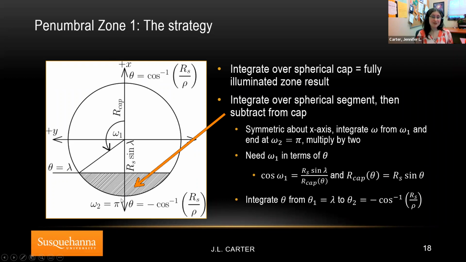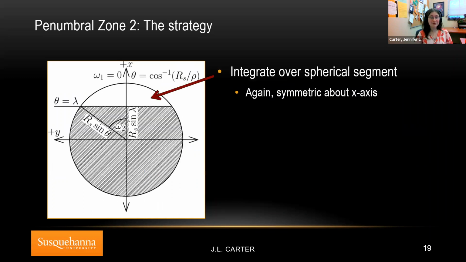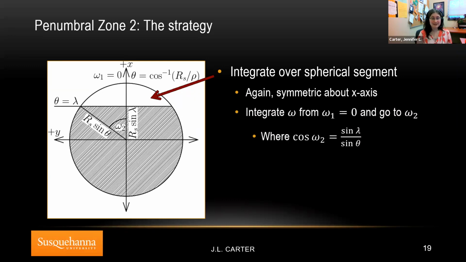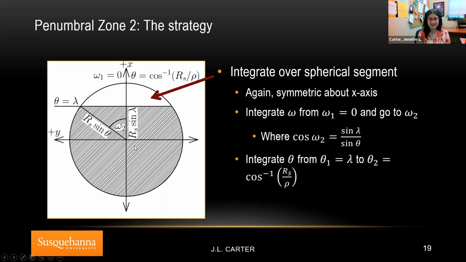For penumbral zone 2, there are fewer steps. We only have a spherical segment that's visible. Again, we take advantage of some symmetry and we integrate omega from 0 to some maximum and multiply by 2. Here is our limit on omega 2 in terms of theta, with this nice right triangle to guide us, and our integration over theta.